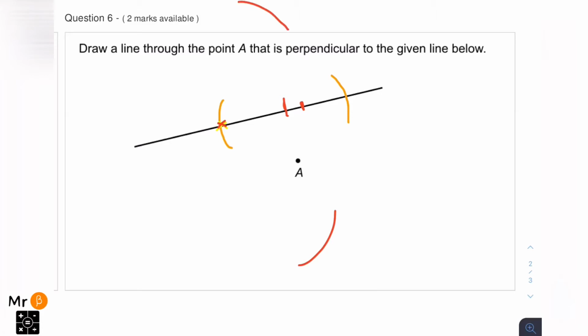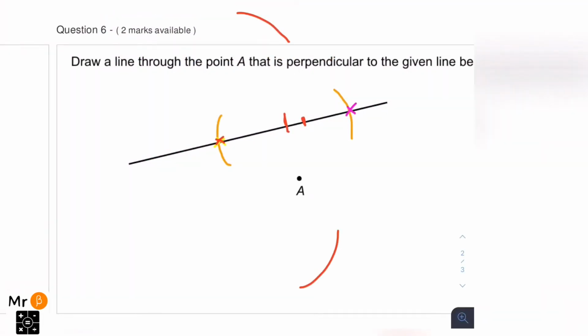You're going to repeat this, but going from the other side now. So you're going to put your sharp point on that pink X. You're going to draw another arc above and below the line. All you've got to do now is connect your points. So, should go through A. You'll see mine slightly out because I haven't used a compass, but make sure it goes through where both curves intersect and your point A.